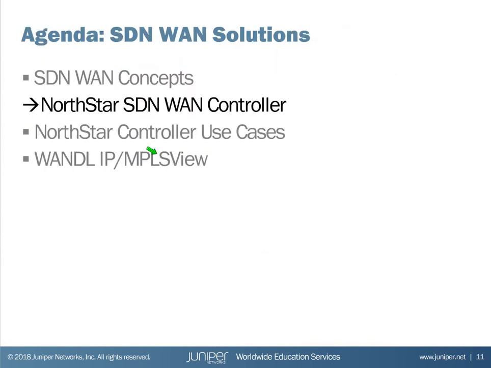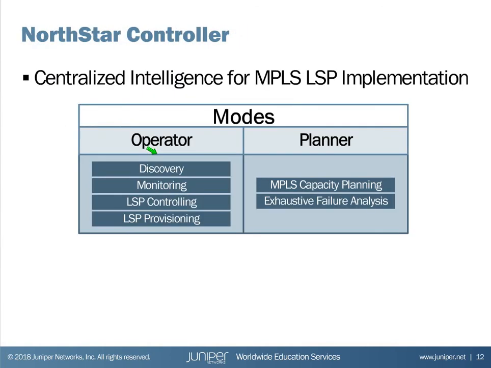Right, and so Juniper has an SDN controller for the WAN space that can perform this function, and it's called the NorthStar controller. And what the NorthStar controller can do is it can dynamically provision MPLS label switched paths, traditionally into a service provider or a very large enterprise WAN. Okay, and so this is the SDN controller from Juniper Networks for the WAN market. Okay, a couple of different modes that it works in. We're going to focus on the operator mode in this module.